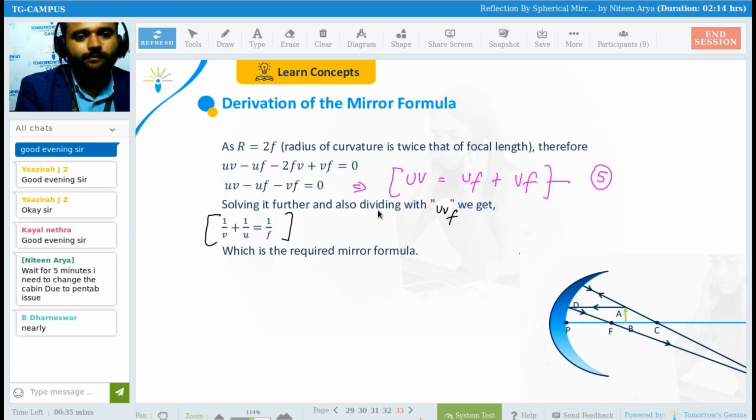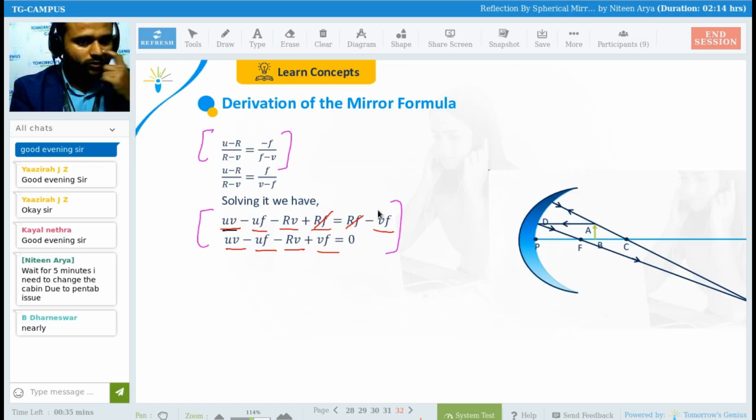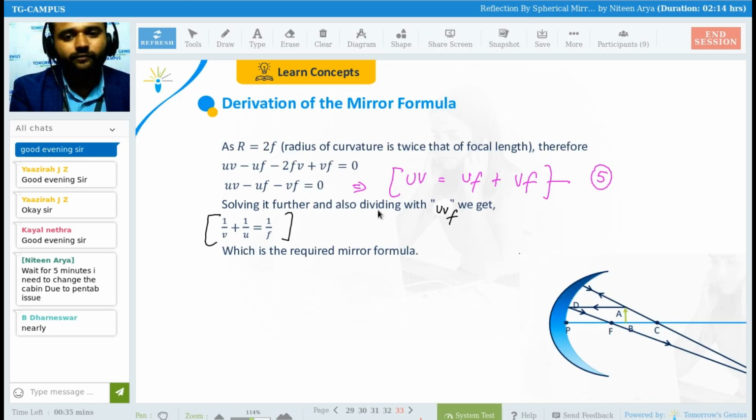Therefore, we are going to put R equals 2F in the previous equation. And what is the previous equation? This UV minus UF minus RV plus VF. Means instead of R, we are going to put everything into the form of U, V, or F. When we do that, we get this equation, UV equals UF plus VF, and this equation number 5 is divided with the UVF all.